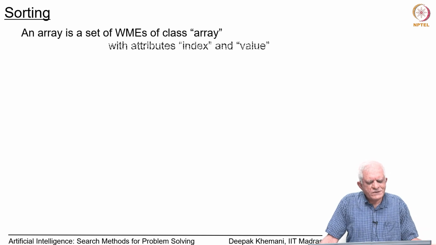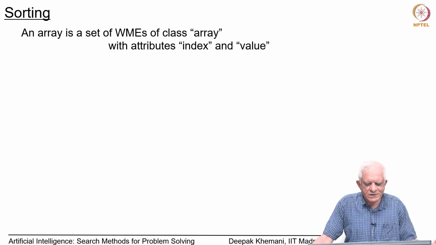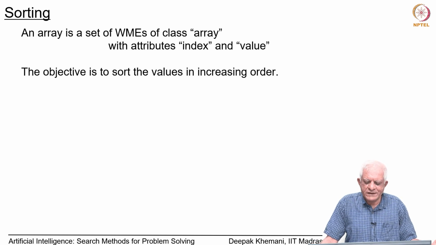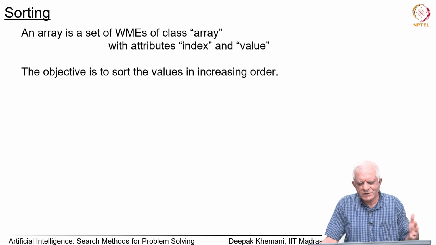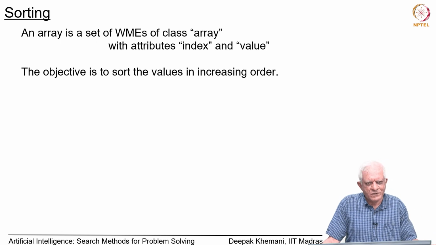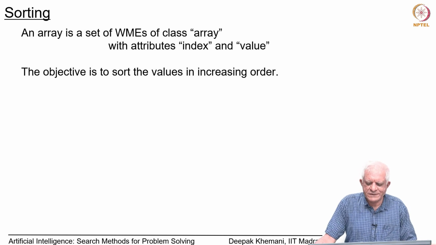So, we had introduced this notion of an array. Let us use that now, and we want to talk about sorting. So, an array is a set of working memory elements whose class name is array and which has got 2 attributes. One is called index and the other is called value. The objective is to sort the values in increasing order of index essentially. So, obviously, both have to be of ordered types. So, indexes are typically 1, 2, 3, 4, the first element, the second element, the first row of an array and so on. And the value is something which can be compared, otherwise the meaning of sorting does not make sense essentially.